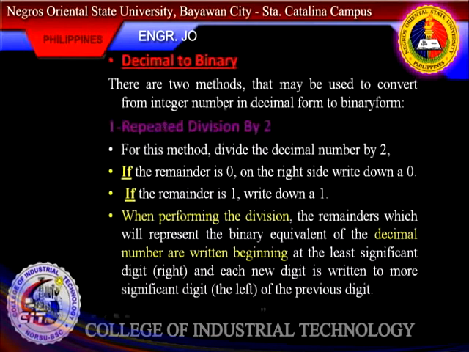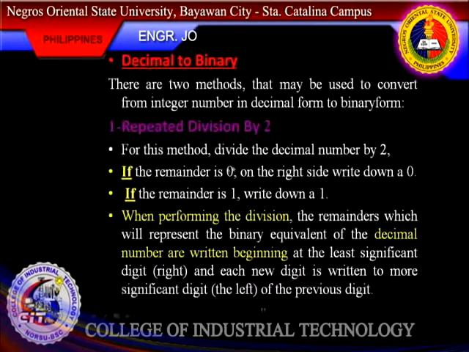Again, there are two methods that may be used to convert an integer number in decimal form to binary form. The first one is repeated division by 2, since we're going to convert it to binary form. Binary is in base 2.